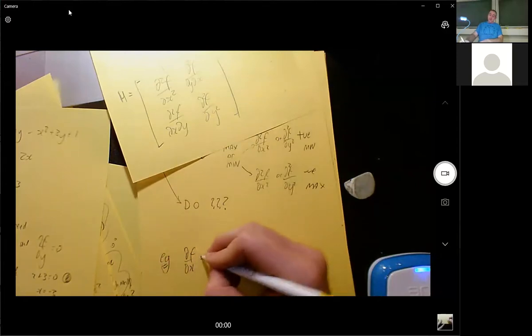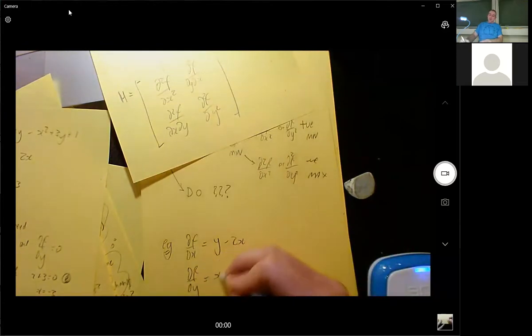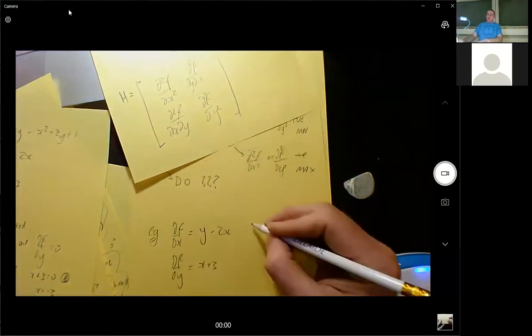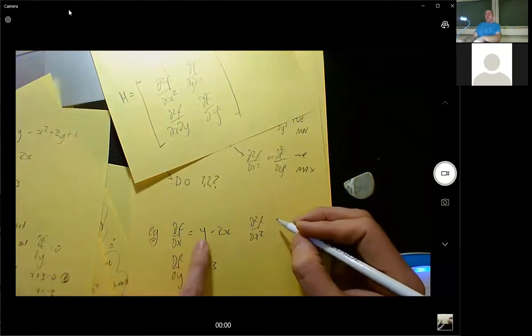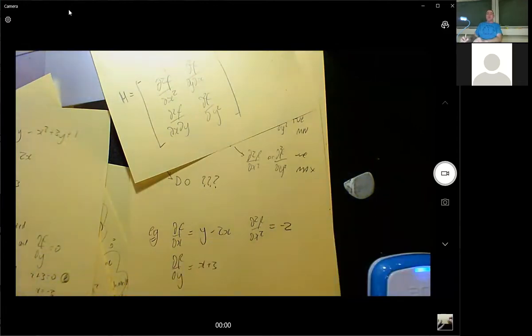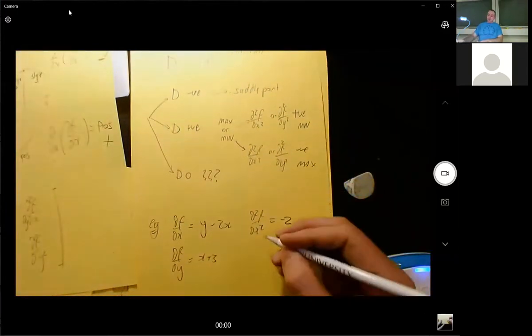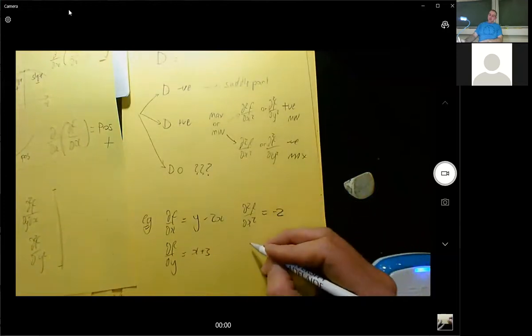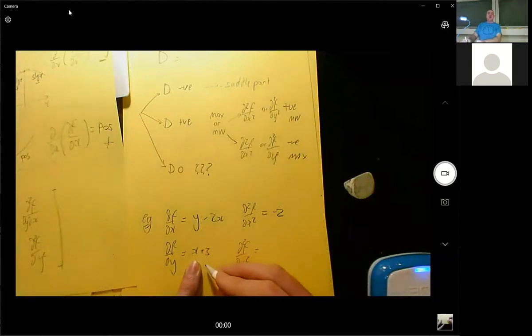So the df on dx was y minus 2x, and df on dy was x plus 3. So d squared f on dx squared. That means I do the derivative with respect to x again. The y counts as a constant. I'll get minus 2. So it is totally not going to be a minimum because this is negative. So we've already ruled out this one. It's not a minimum. D squared f on dy squared would be differentiating this with respect to y. Doesn't have any y's, it's a 0.